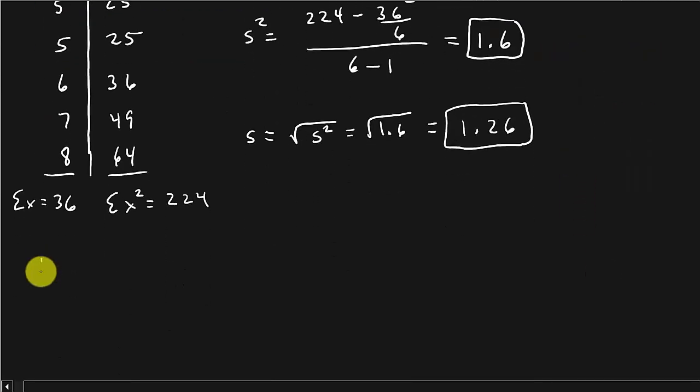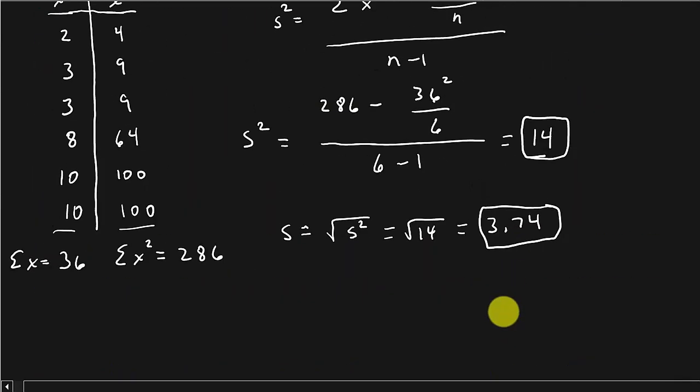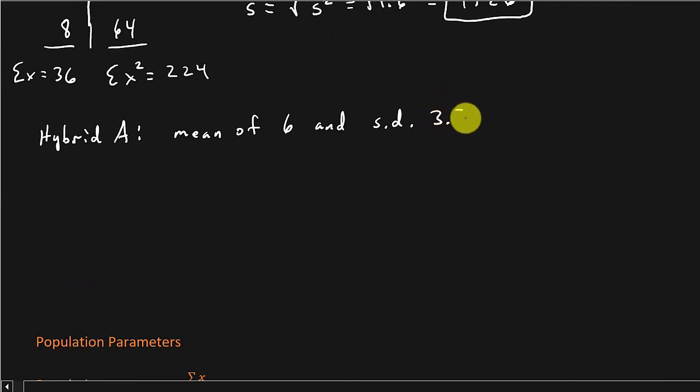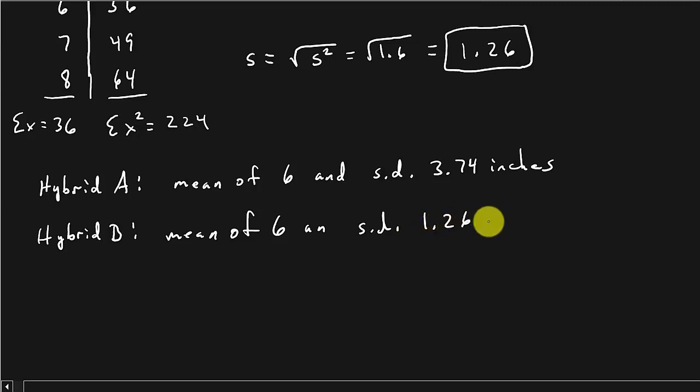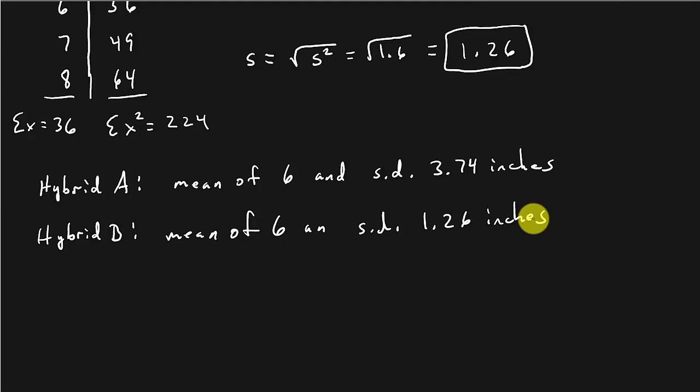So let's just look at that. Hybrid A has a mean of 6 and standard deviation, what was it? 3.74 inches. And hybrid B has a mean of 6 inches and standard deviation 1.26 inches. All right. So they both have the same mean, but notice their standard deviations. The first hybrid, hybrid A, has a larger standard deviation. So what does that mean?